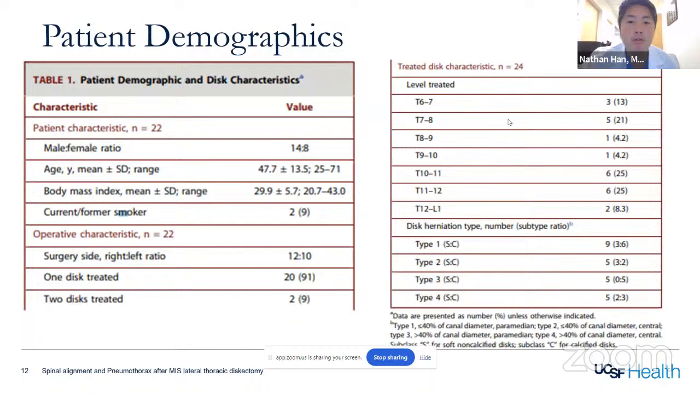These were the patient demographics of the patients who underwent the surgery. Most of the patients underwent a 1 disc level at 91%. And the levels were mostly at the T10-11 and T11-12 levels, with a type 1 disc herniation occupying less than 40% of the canal diameter, with 2/3 of them being calcified.